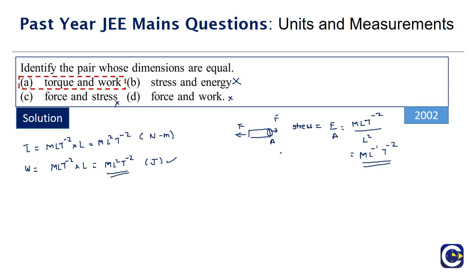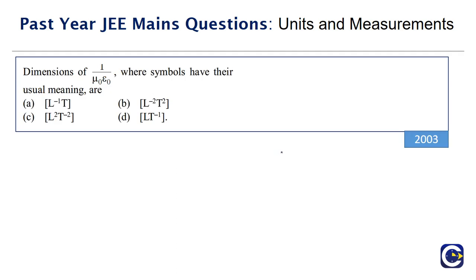Now we'll move on to the next question. The dimensions of 1 by mu naught into epsilon naught. So mu naught is the permeability of vacuum or free space, and epsilon naught is the permittivity of vacuum or free space. Here sometimes, like they have done, they would not really give the description of these quantities.